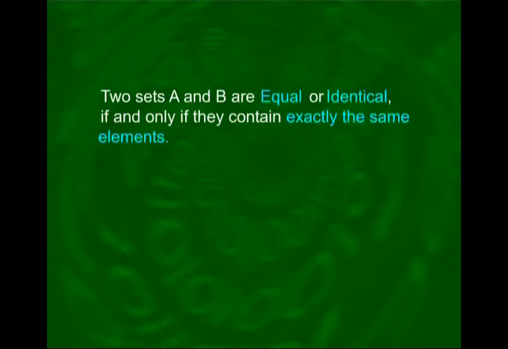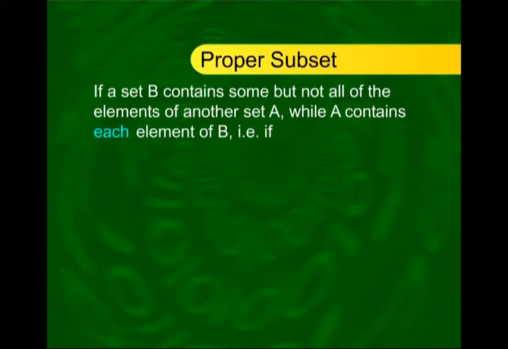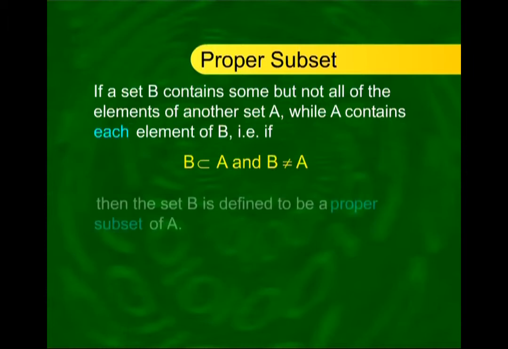Two sets A and B are equal or identical if and only if they contain exactly the same elements. In other words, set A is equal to set B if and only if A is a subset of B and B is a subset of A. Speaking of subsets, we also need to differentiate between the proper subset and the improper subset. As you see on the screen, if a set B contains some but not all of the elements of another set A, while A contains each element of B, in other words, if B is contained in A and B is unequal to A, then the set B is defined to be a proper subset of A.